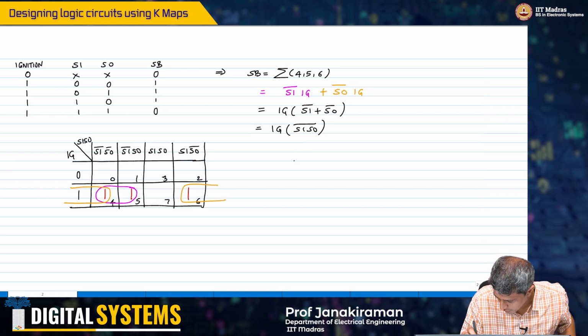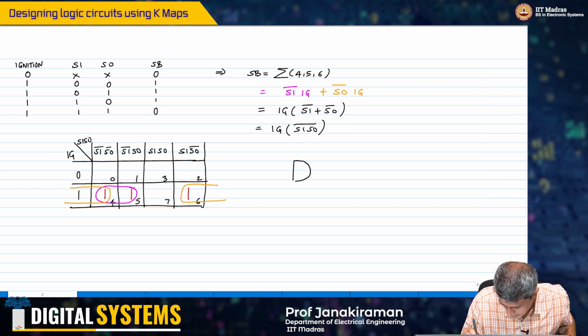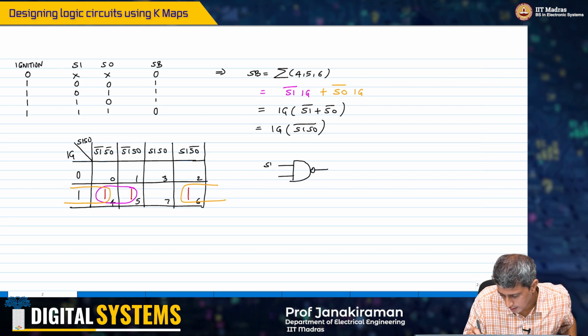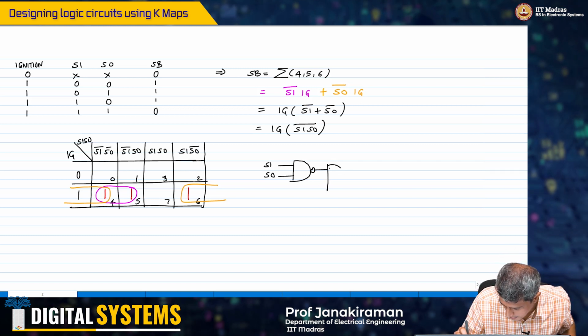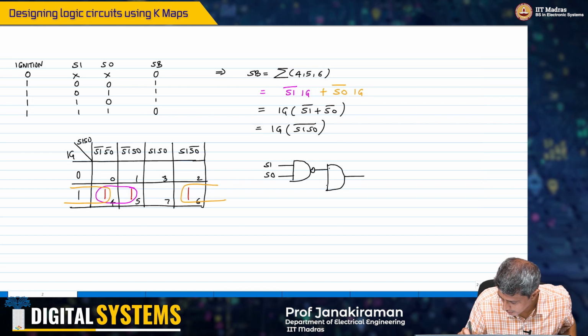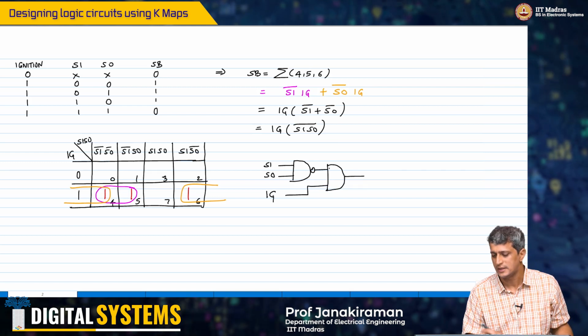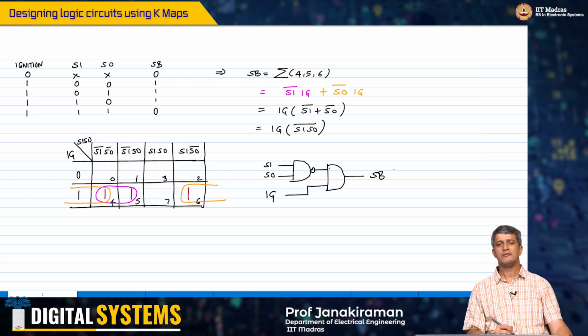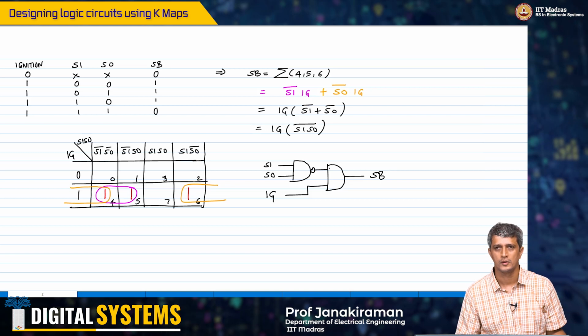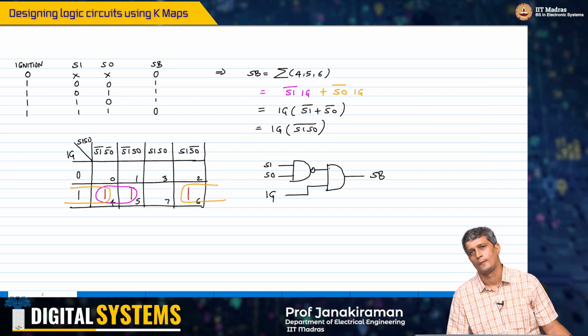But it is not sufficient if I just take S1 S0 and put it through a NAND 2 gate. I also need to then AND it with ignition. Only when that goes high will this SB be a valid implementation of what we want here, right?